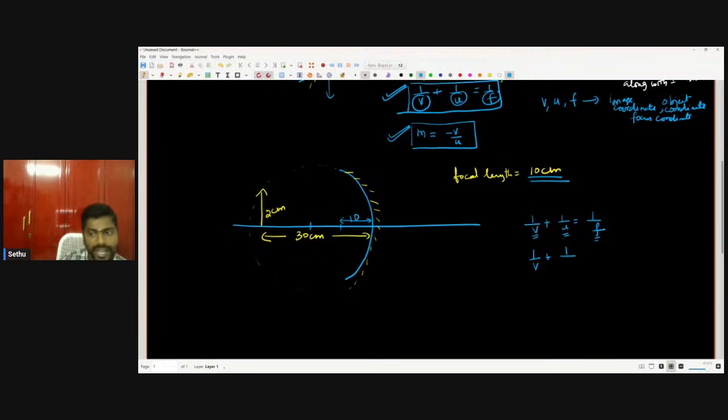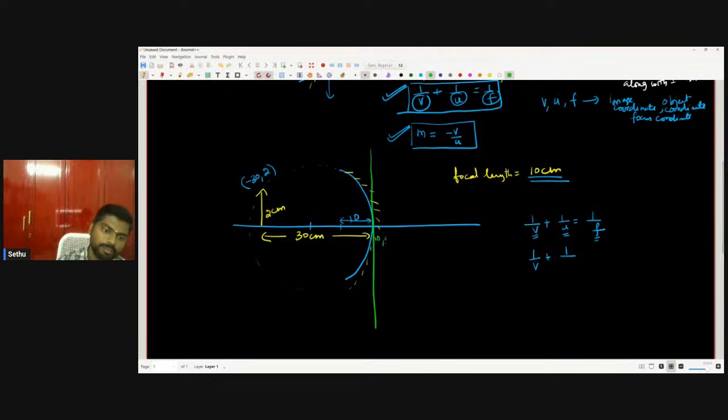X coordinate of the object. Now, what is the x coordinate? The distance is 30, but if you write it as coordinates, the coordinates are minus 30, comma 2. If you want, you can write this in pencil, erase it later. Right? So, minus 30, comma 2.